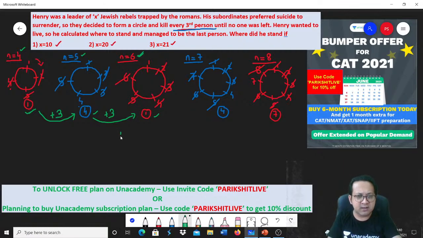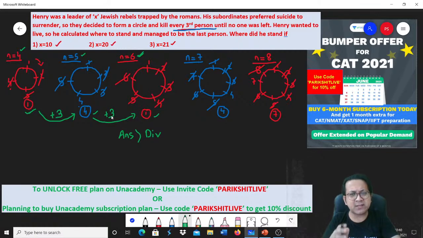Because there is no number 7, think about it. You have got an answer and this answer is greater than the divisor. Right? So what is the divisor? 6. Because your answer is greater than the total number of people, divide the answer by the total number of people and take the remainder. As simple as that. Again, you will repeat. 4 plus 3. Why 3? Because every third person is getting killed.